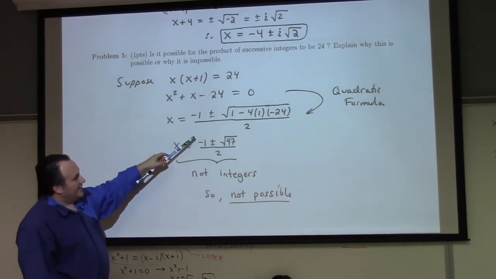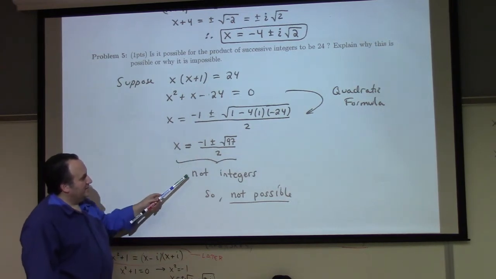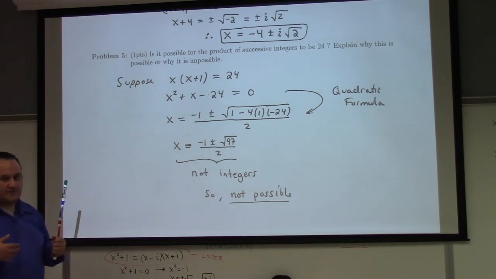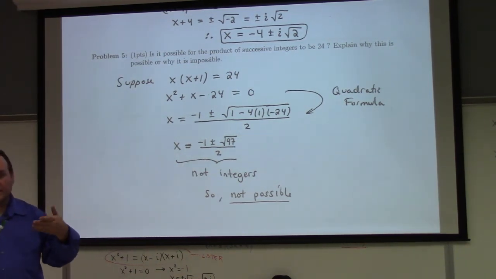So I did, and I got minus 1 plus or minus square root 97 over 2, at which point I'm like, okay, well, those are not integers. Now some of you have asked me what are successive integers. Successive integers are numbers that come one after the other, right? Like 4 and 5, 23 and 24.